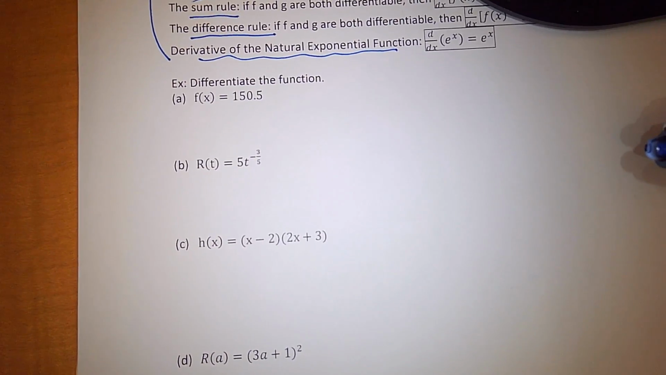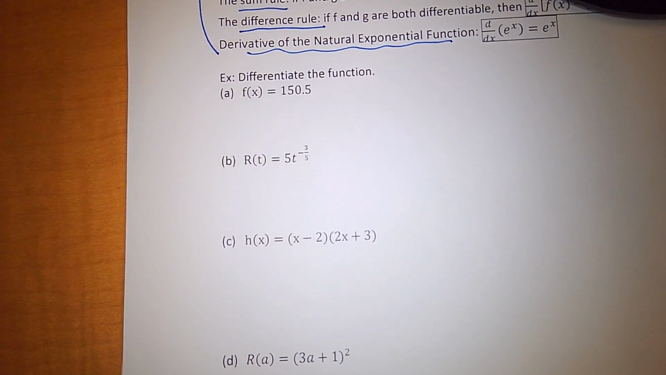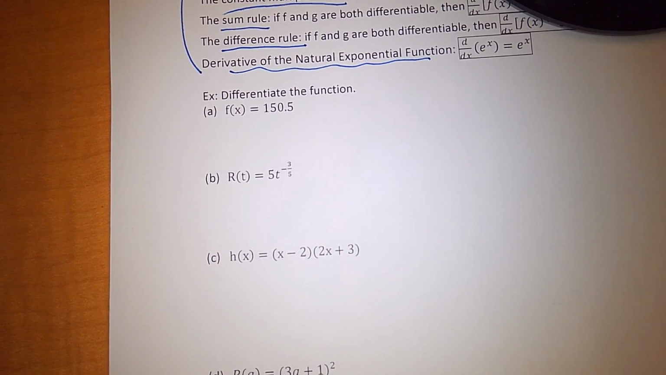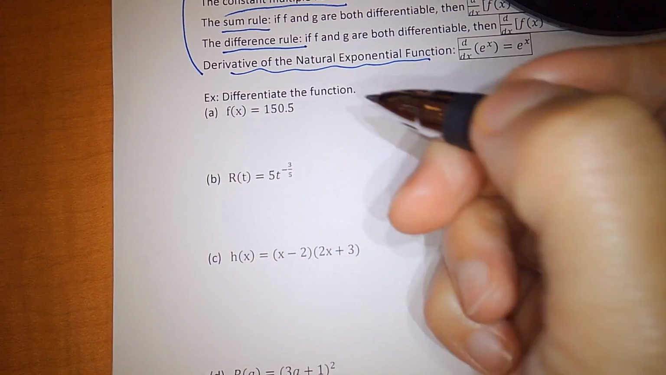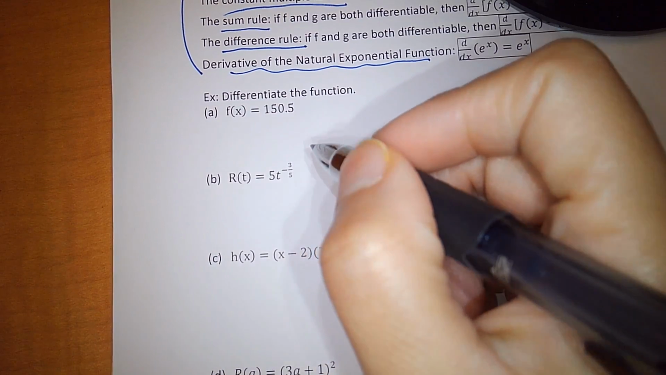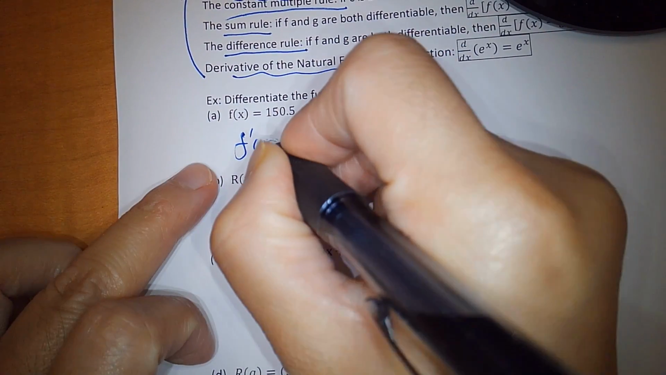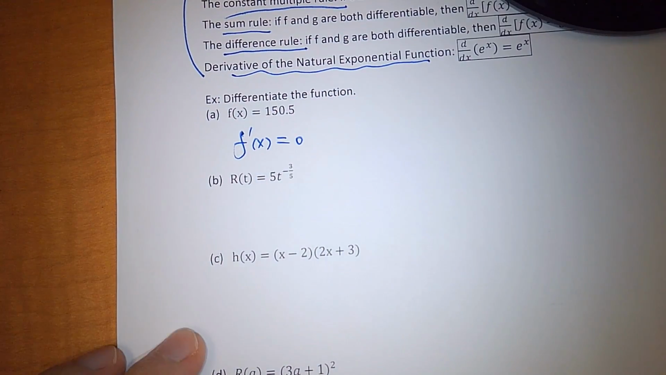Question A, f of x equals 150.5, which is a constant. What is the derivative of it? 0? Everybody go with 0? Yes. f prime of x equals what? 0, because it's a constant.